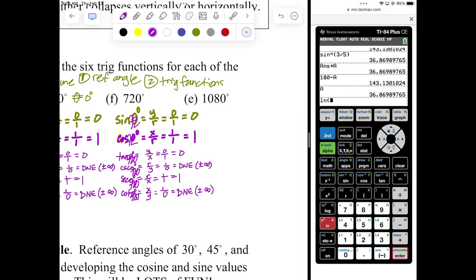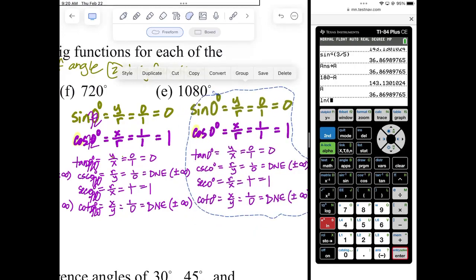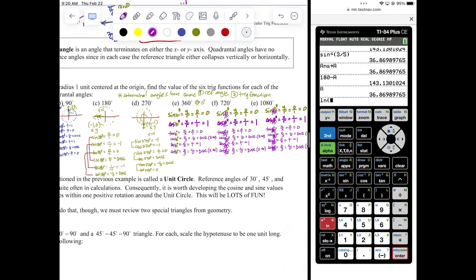What about 1080? Where is 1080 coterminal with one of those? What's 720 plus 360? It's 3 rotations. So I'm still landing at the same spot, aren't I? So it should be what? The same, except now it's going to be 1080. You get the idea. Sweet. If you know it for one of the angles, you know it for infinitely many other angles that are coterminal with it.